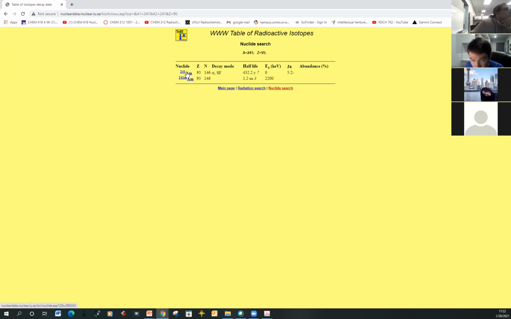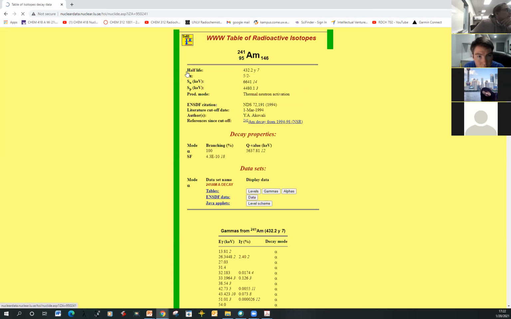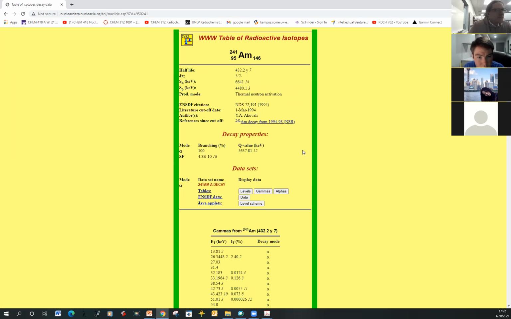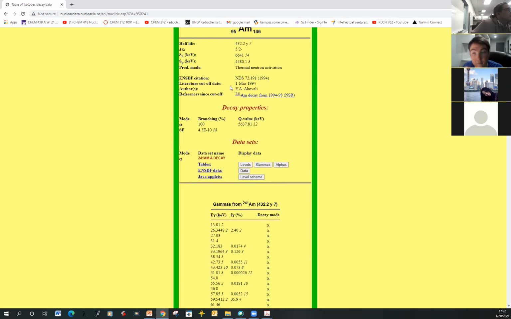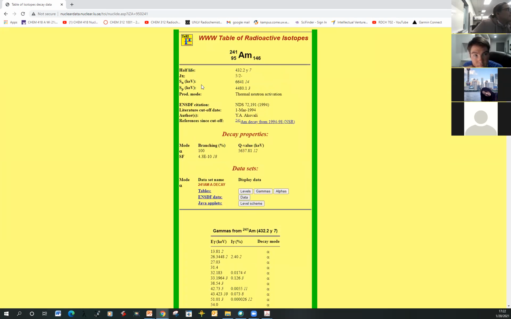Okay, here's americium 241. It tells me the number of protons, number of neutrons, the decay mode, the half-life, the spin and parity, and the percent abundance if it's natural. So I go here, and this is basically the same data that I just showed you. Here's the half-life, the neutron separation energy, the proton separation energy, and how it's produced. This is the data that this is based on.